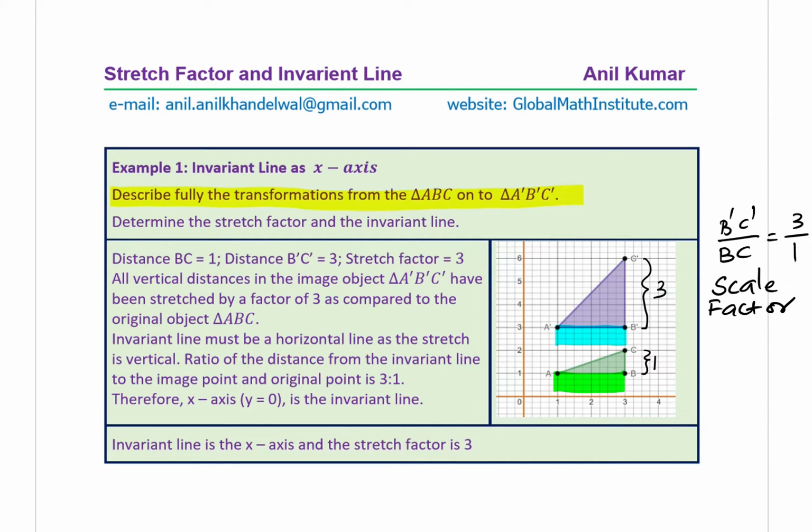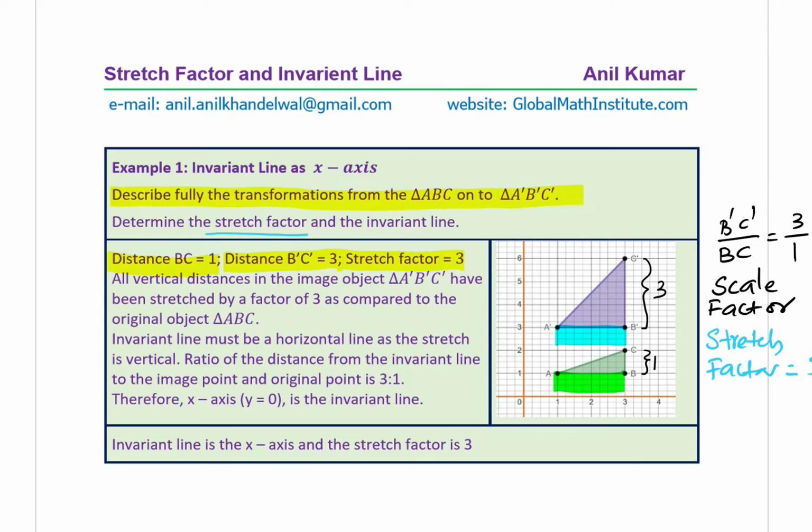So that is the first part. How do we find the scale factor, which is the same as the stretch factor? We just compare the distances. BC is 1 and B dash C dash is 3, and therefore the stretch factor is 3. So the scale factor is the same as the stretch factor. We say stretch factor equals 3, or 3 over 1. So we have found the solution for the first part.